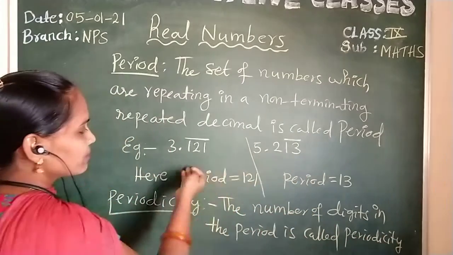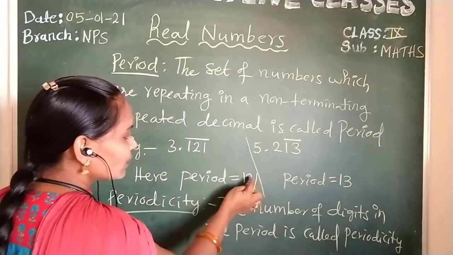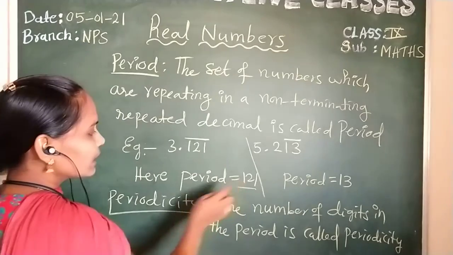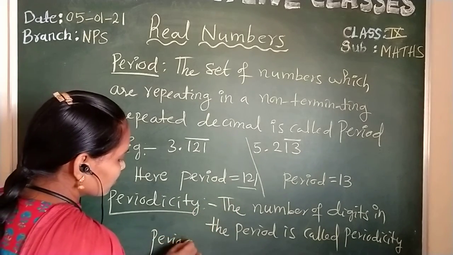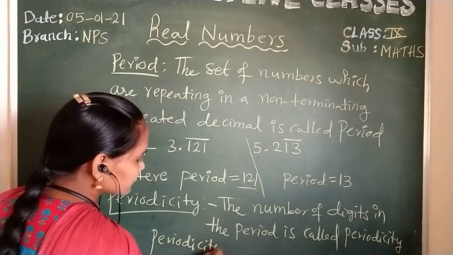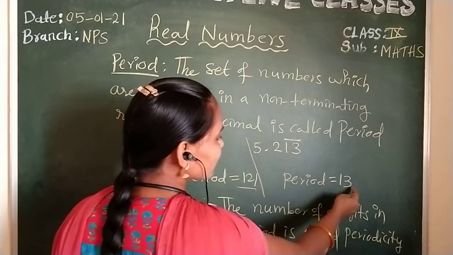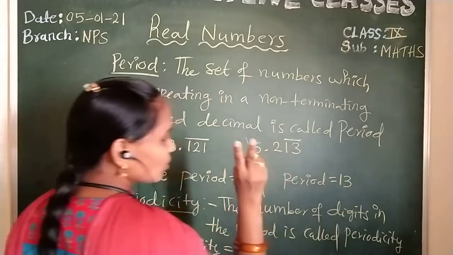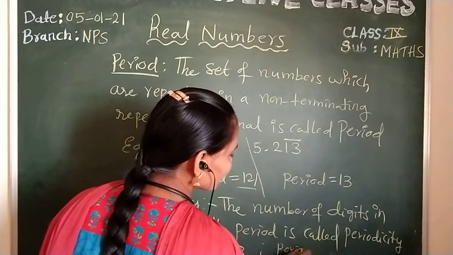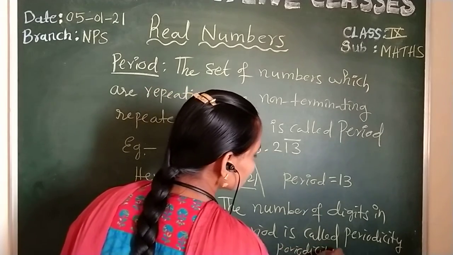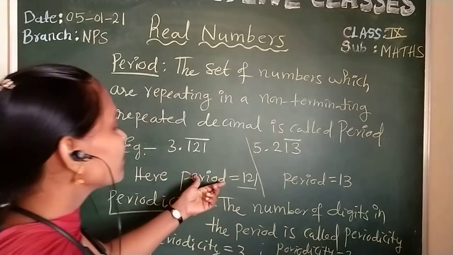Okay, in the same example, in this period how many digits are there? 1 2 3. Okay, here periodicity is 3. Same in this example, in this period how many digits are there? Only 2. So in this example we can take periodicity 2. Okay, the number of digits in the period.